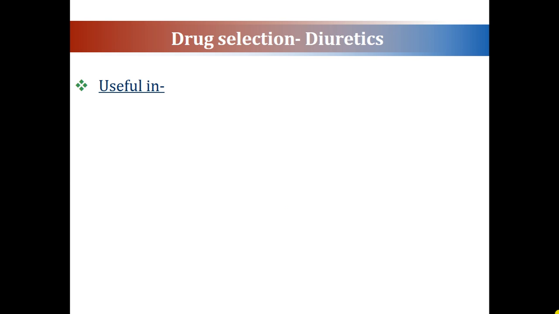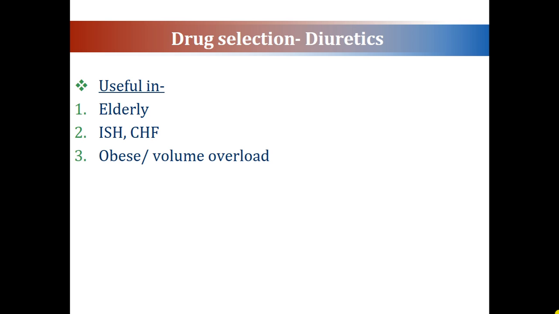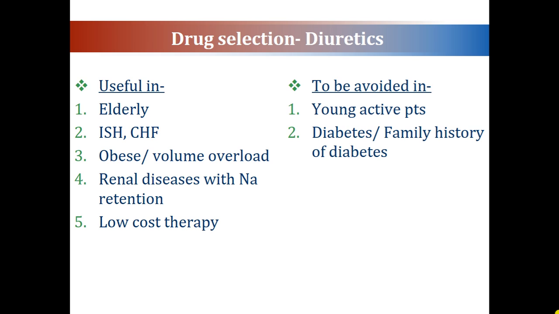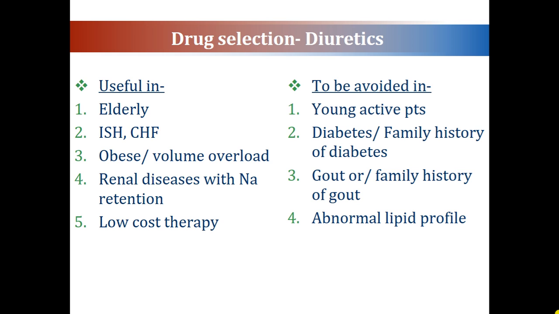D stands for diuretics. They are useful in elderly patients, isolated systolic hypertension and congestive heart failure, obese and volume overload patients, renal diseases with sodium retention, and where you want to give low cost therapy, then thiazide is the drug of choice. They are to be avoided in young active patients, diabetes and family history of diabetes because all the diuretics produce hyperglycemia as a side effect, gout or family history of gout because they precipitate gout attacks and hyperuricemia, abnormal lipid profile and pregnancy related hypertension.